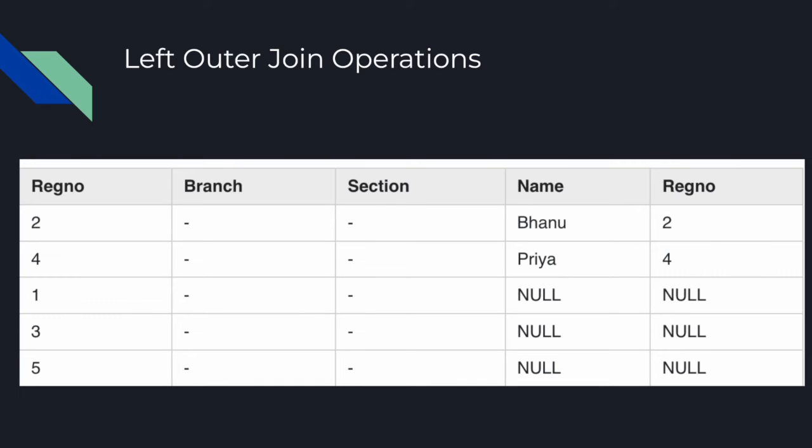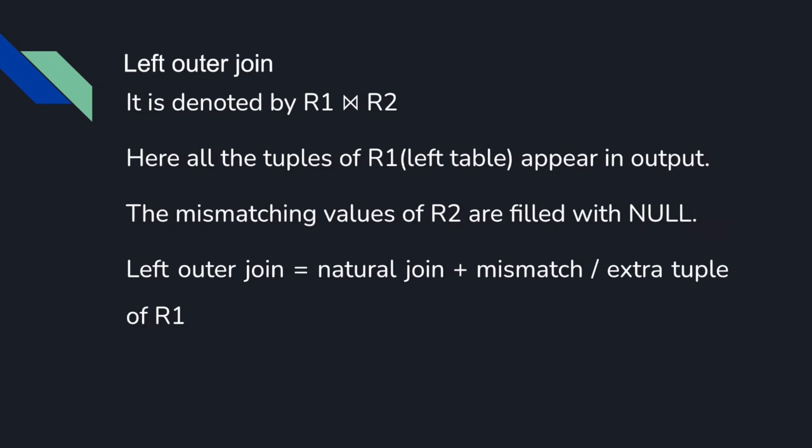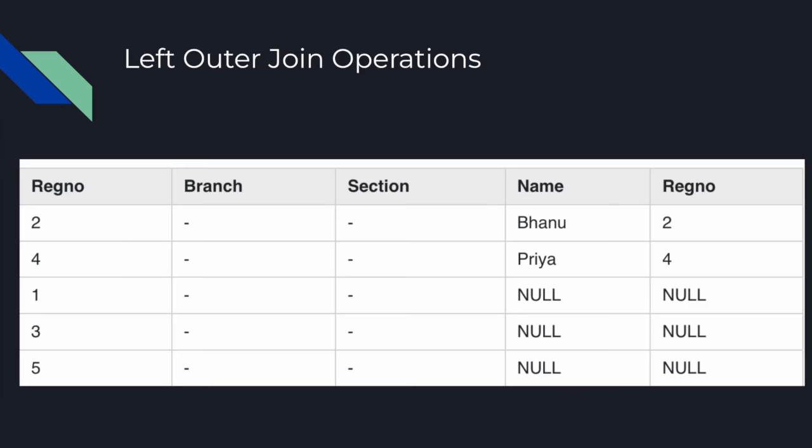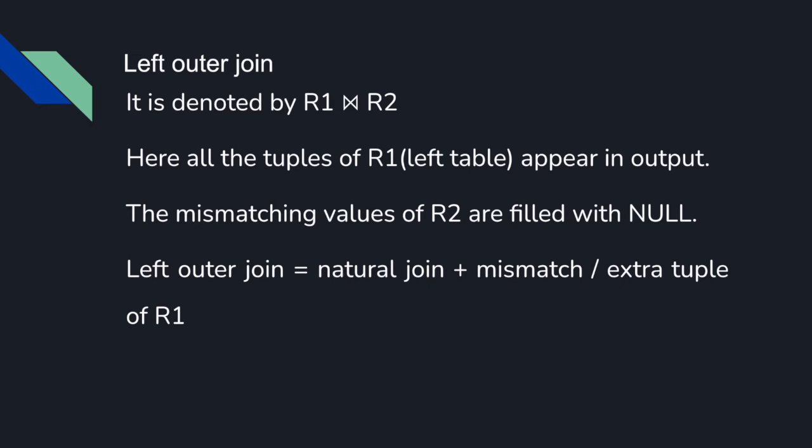Left outer join operation is denoted by R1 left outer join R2. Here all the tuples of R1, which is the left table, appear in the output. The mismatching values of R2 are filled with null. Left outer join is equal to natural join plus mismatch or extra tuples of R1.